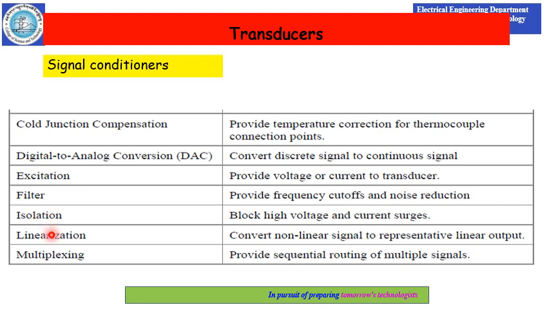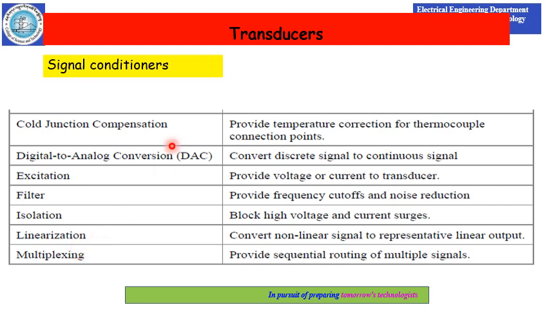The next signal conditioner is called linearization. In linearization of a signal, it is basically a process used to convert a non-linear signal into a linear signal. This can be important in applications such as control systems, where linear signals are easier to work with than non-linear signals.